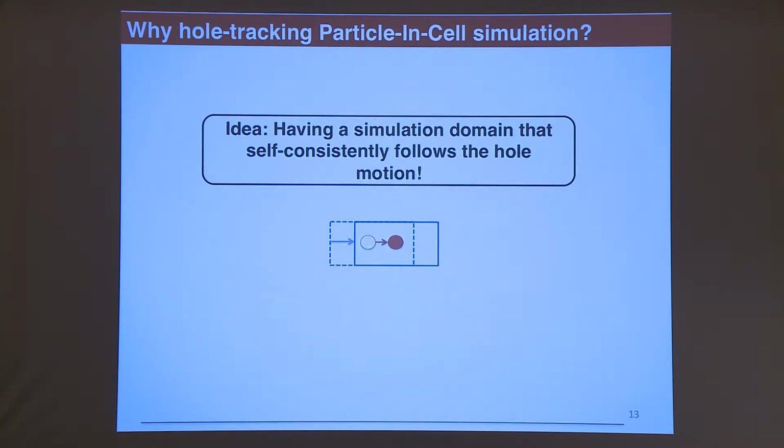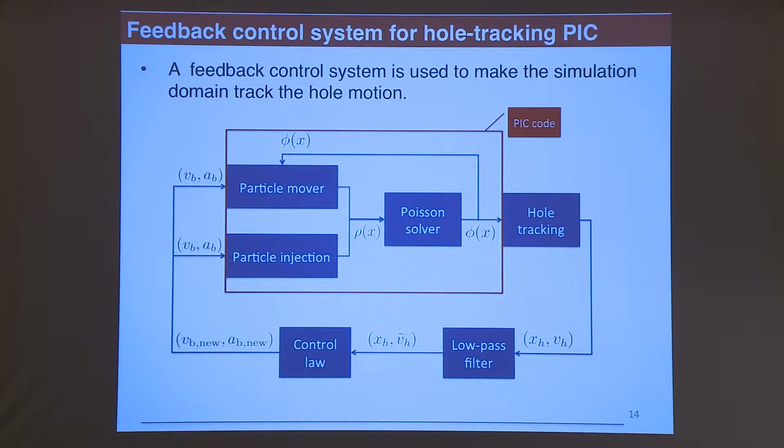And so the idea is, why not have a simulation domain that can self-consistently follow the whole motion? Basically, when the hole moves in the simulation domain, we'll just move the domain accordingly to track its motion, kind of like a camera tracking the object. And in order to do this, we actually need a feedback control system. Feedback control is a concept that we borrowed from control theory, and you can actually do this in a simulation as well.